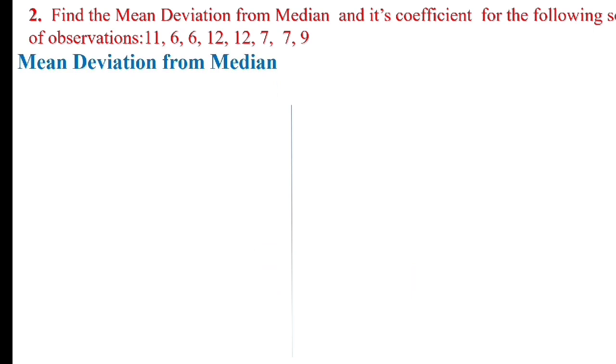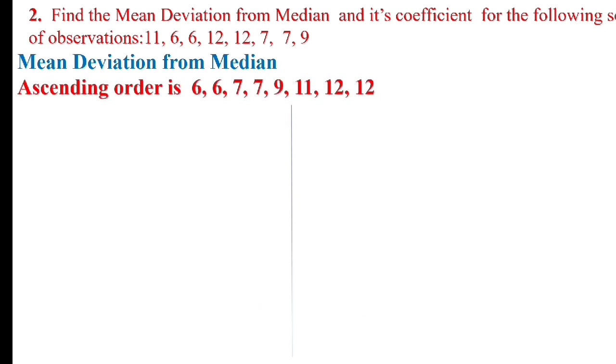We know very well that we need to arrange in ascending order because we are applying median. Whenever median comes, we need to first write the given values in ascending order. Similarly, in quartile deviation also we have done the same concept. So here we are using median, so we are going to find the ascending order. Then we need to find the median.